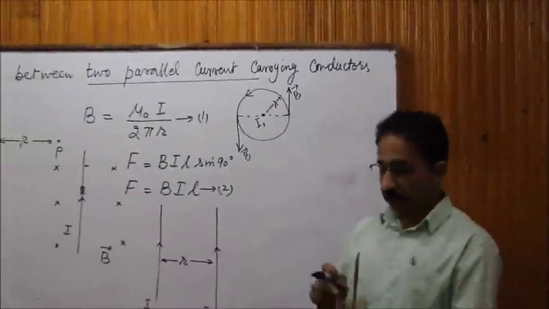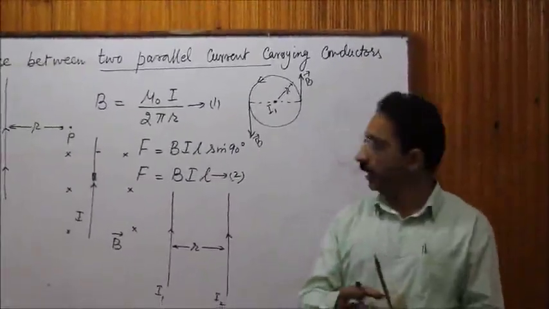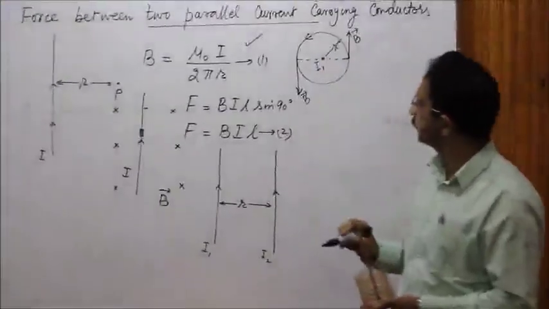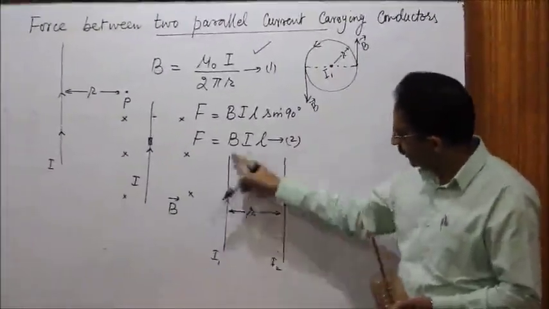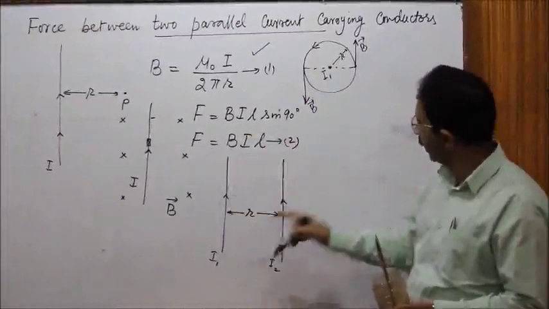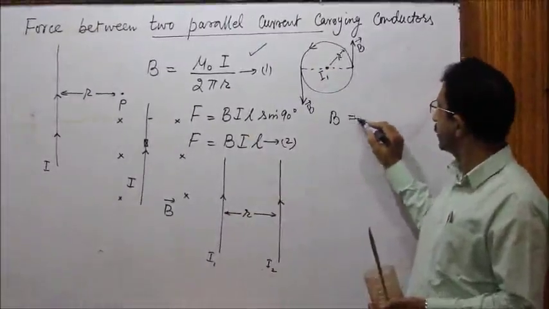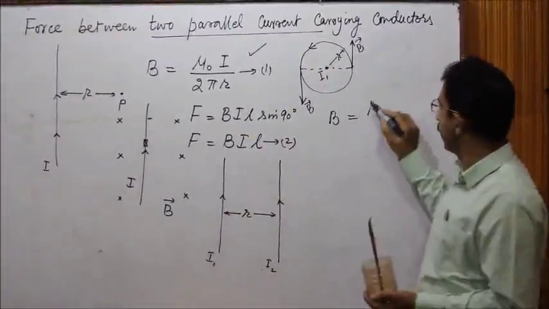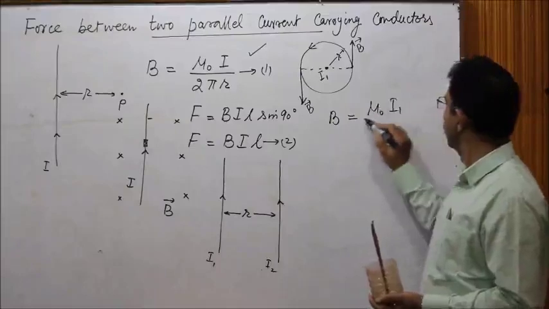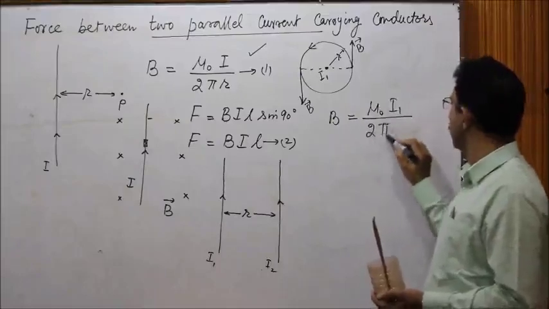Now, the strength of magnetic field at this distance r is given by equation number 1. So if I say that I1 is the current passing through the conductor 1, what would be the magnetic field at distance r away from it will be given by mu 0 I1 divided by 2 pi r.